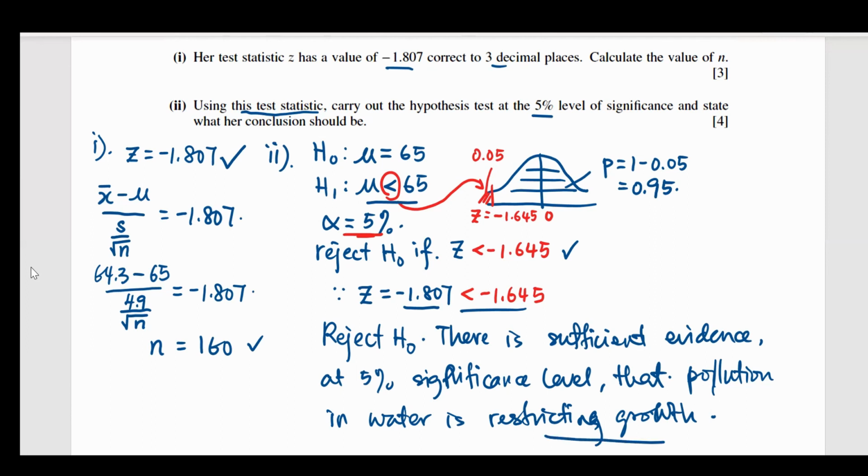So this question is a left tail test as well, but the working is slightly different from the previous questions, because the test statistic is given, and part 1 requested you to get the sample size, followed by testing. Okay, so that is what I want to discuss for this left tail test. And that's all for this lesson.